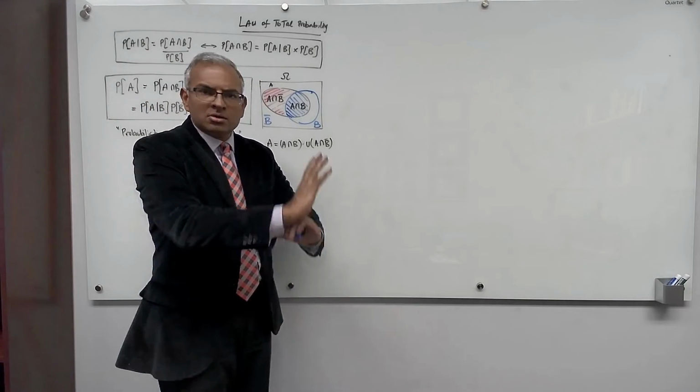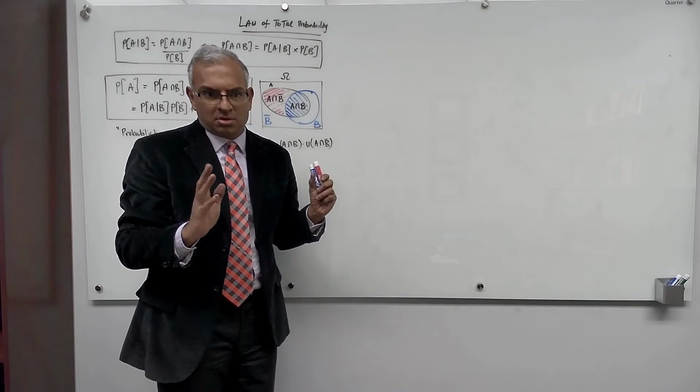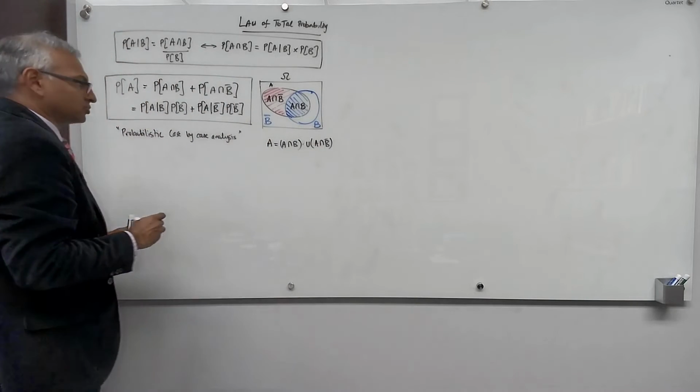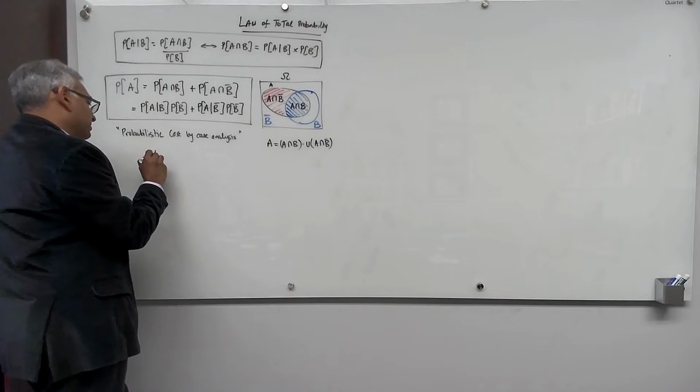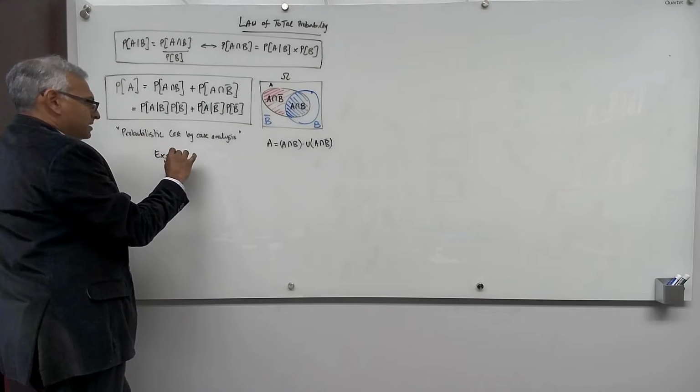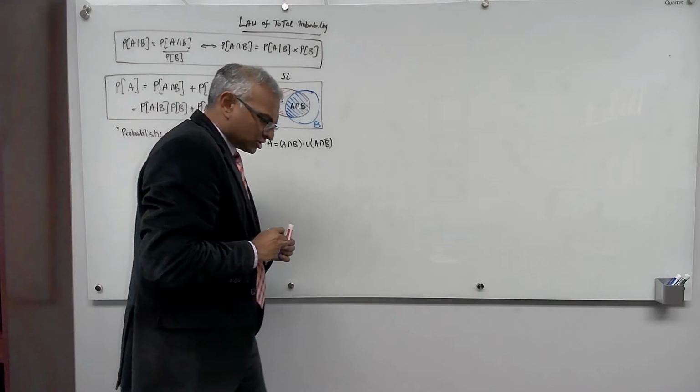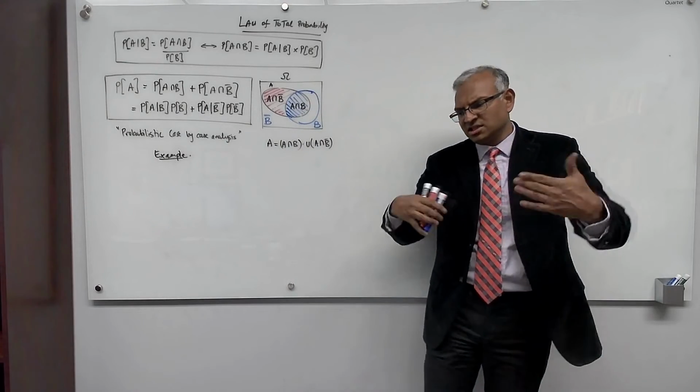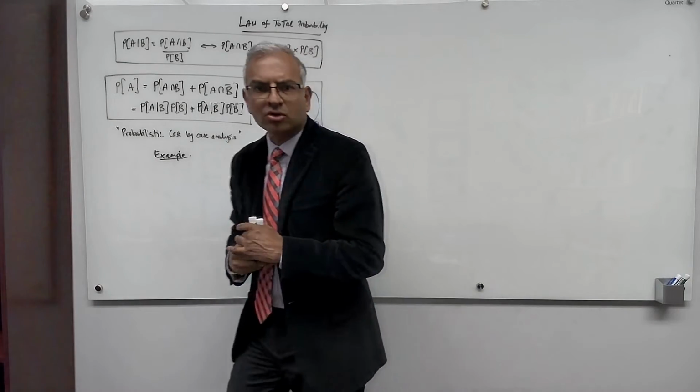Very powerful. Okay, so let me show you some of the uses of this law of total probability. So, example. Now, I'm going to show you some examples where it just makes computing probabilities easier, but you can always resort to the outcome tree method.